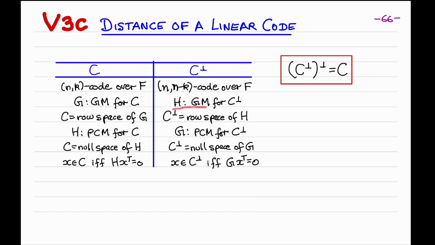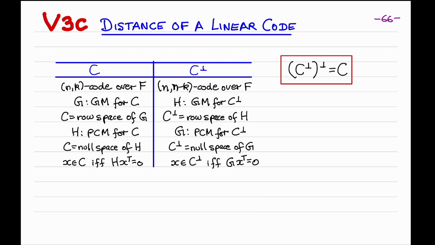H denotes a generator matrix for C perp, so a matrix whose rows form a basis for C perp. H is an n minus k by n matrix. C perp can be described as the row space of H. Now, by definition, a generator matrix for C perp is a parity check matrix for the code C. And we can describe C as the null space of H. Hence, code words can be characterized as vectors x that satisfy H times x transpose equals 0.